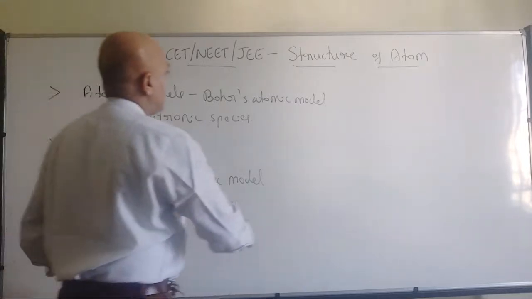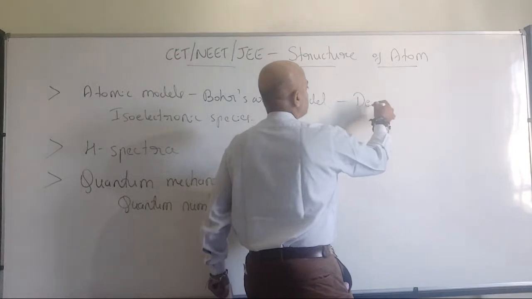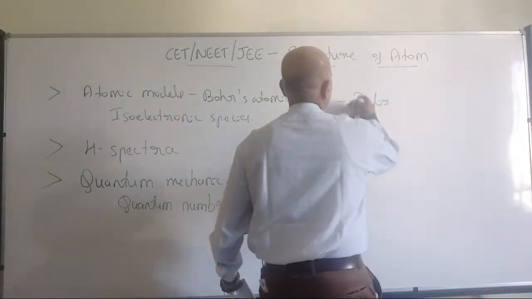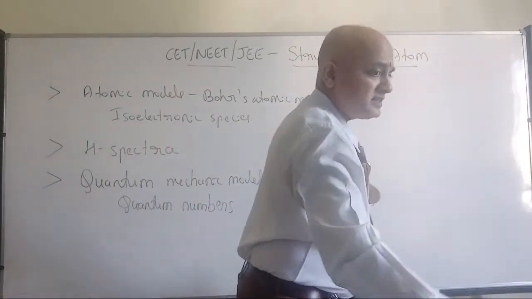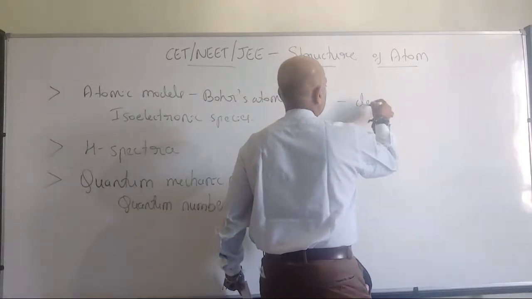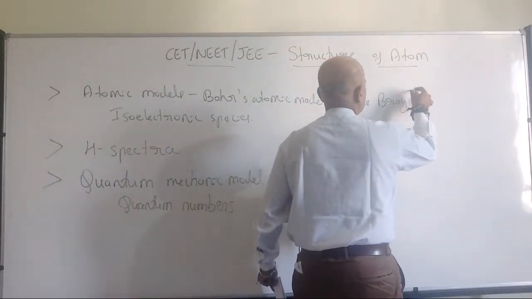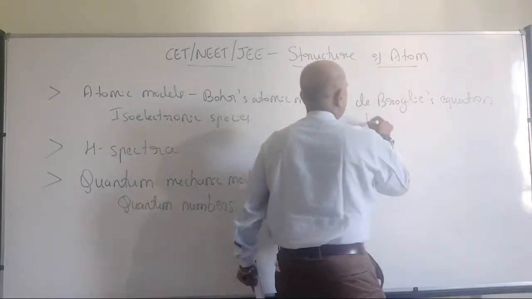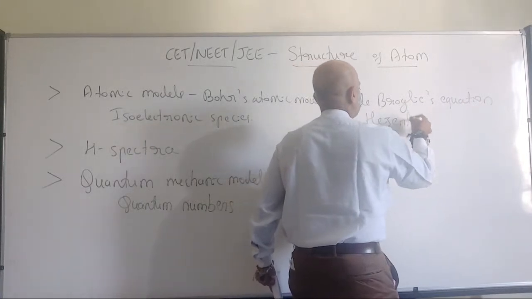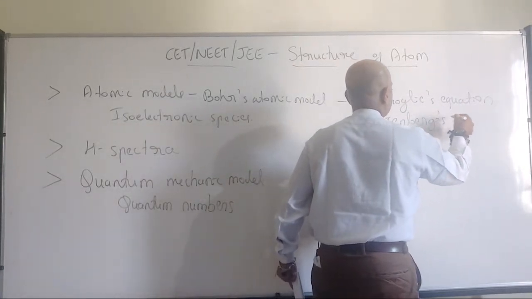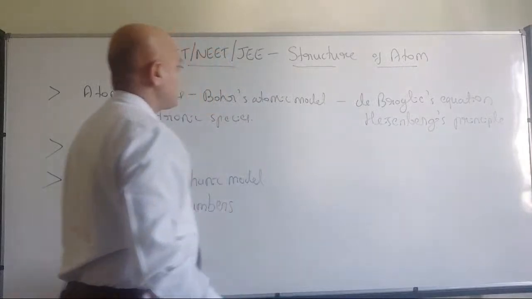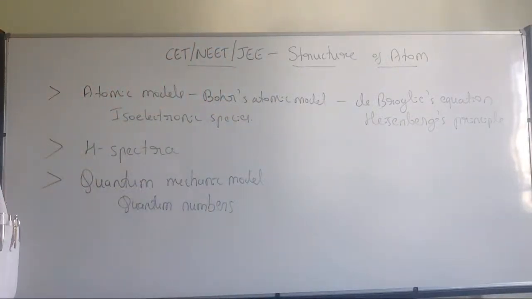Okay, fine. Here I have to include even de Broglie's equation, with a small d. So de Broglie's equation and Heisenberg's uncertainty principle. On this you can expect problems. Okay, so that's another important one from your examination point of view.